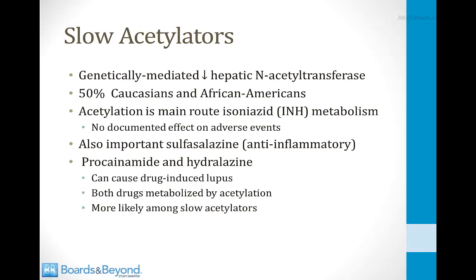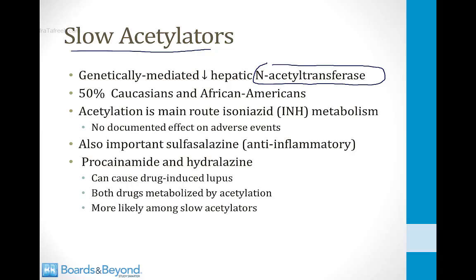One place where the phase two metabolic reactions have some clinical relevance has to do with patients who are called slow acetylators. And these are patients who have a genetically mediated decrease in hepatic enzymes that acetylate drugs. Usually the enzyme is N-acetyltransferase. And studies have found that about 50% of Caucasians and African Americans are so-called slow acetylators. So acetylation is the main route of INH metabolism. So INH metabolism is slower in these patients who have a decrease in this enzyme.